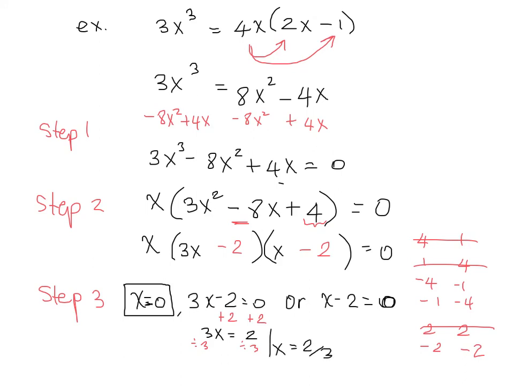That's one of our solutions. Or, the final one, we can add 2 to both sides to isolate that x, and we get that x is equal to 2. So now we have our 3 solutions. Either x is equal to 0, or x is equal to 2/3, or x is equal to 2. And we're done.